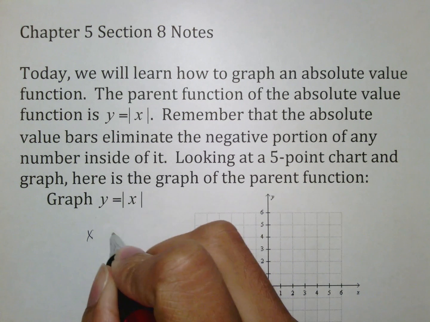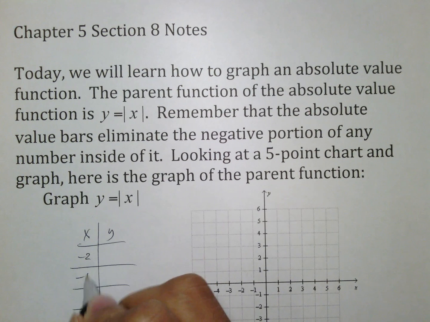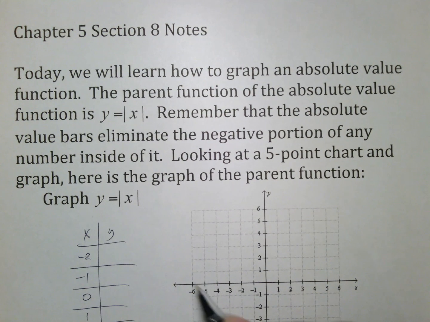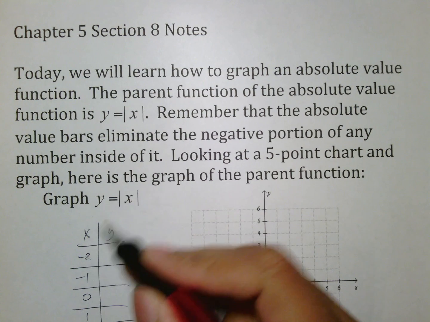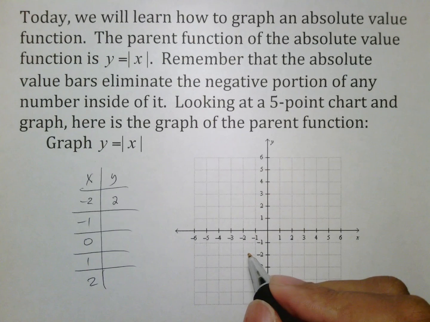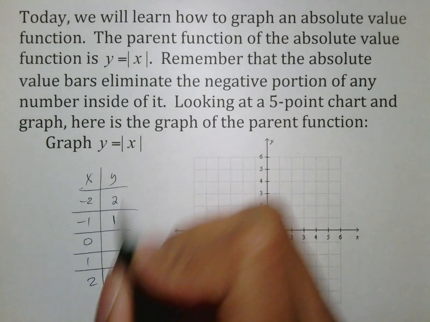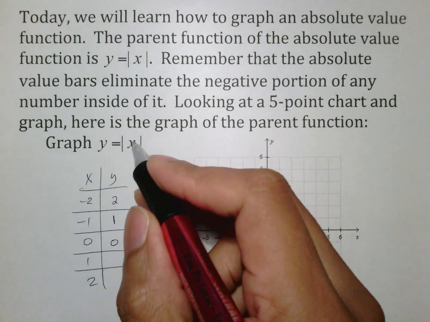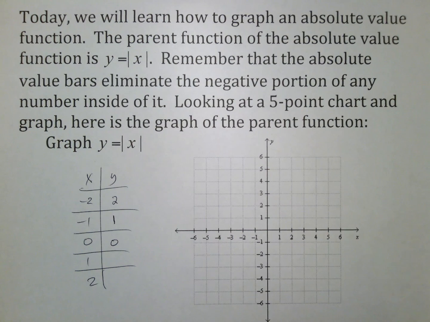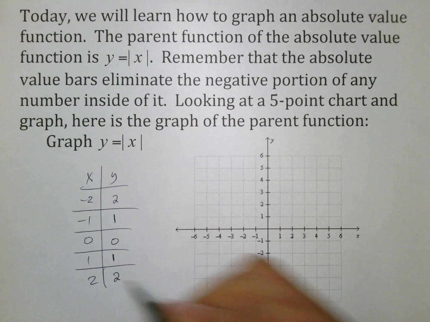Typically, remember what I told you, in order to graph, you want to make a 5-point chart using the numbers -2, -1, 0, 1, and 2. If we did the absolute value of -2, remember that the absolute value of -2 comes out as +2. Absolute value of -1 comes out as a +1. Absolute value of 0, of course, is 0. Absolute value of 1 does not make it negative, it just brings the same number, and then 2 also brings out a 2.